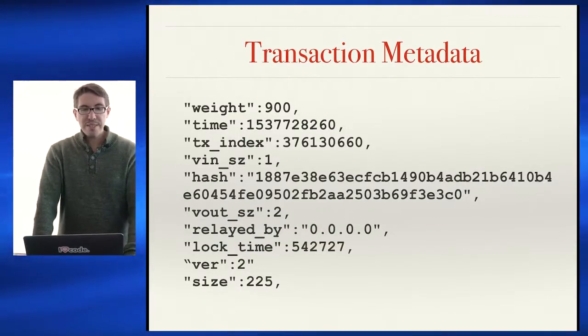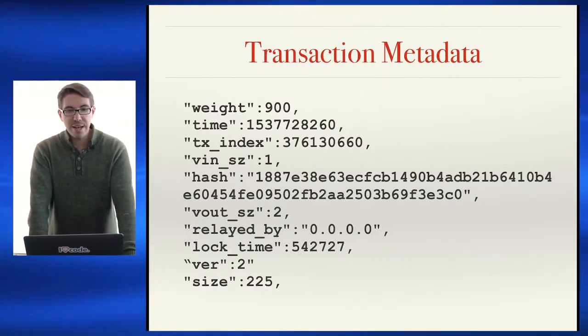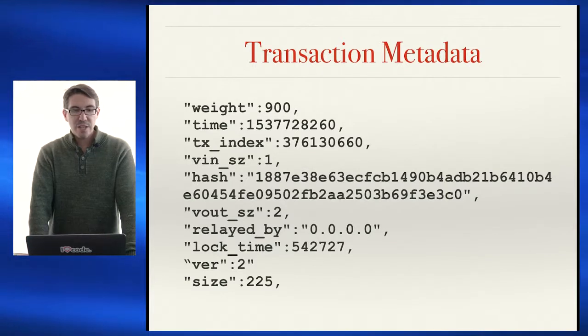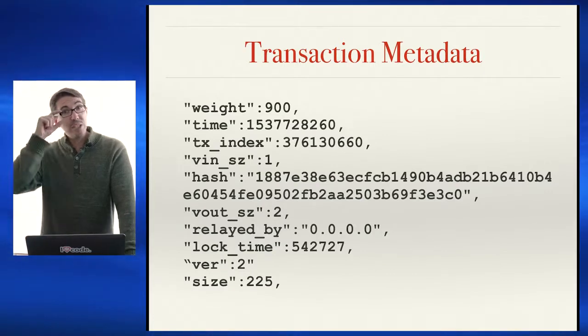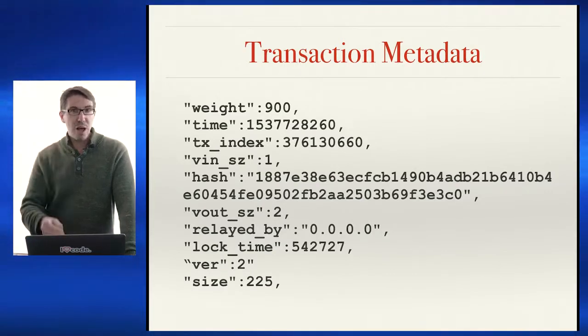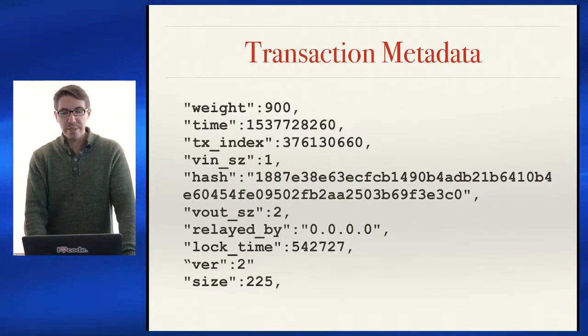So here's just an example of transaction metadata: what time it was sent, its index, a hash, what block it'll be valid at. That's the lock time. So you can have a transaction that won't actually be valid until a future block. This will actually come in quite handy when we talk about atomic swaps a little bit later in the course.